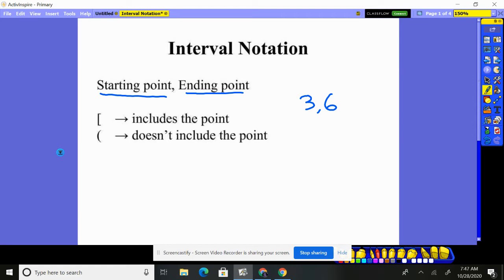Now, the problem is, hey, does it include the point or not include it? Well, if it includes it, such as, let's say it included the 3, we would put a bracket to start. And the bracket indicates that it includes the point. So let's say it doesn't include 6, so then we just use a parenthesis. So this is always going to tell us where it's between. It starts at 3, ends at 6. So our domain would be between 3 and 6. It includes 3, doesn't include 6.